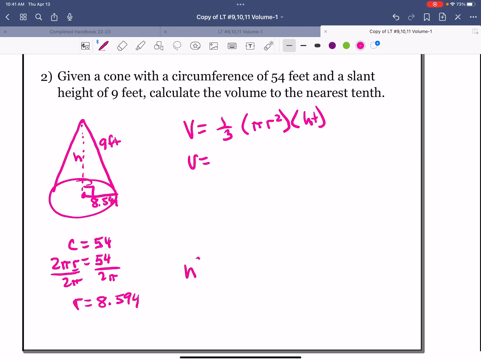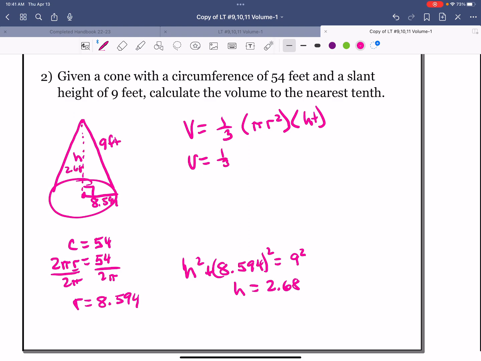We know h squared plus 8.594 squared equals 9 squared. So let's solve that for what h is. H is 2.68, and then we can use that for our volume.